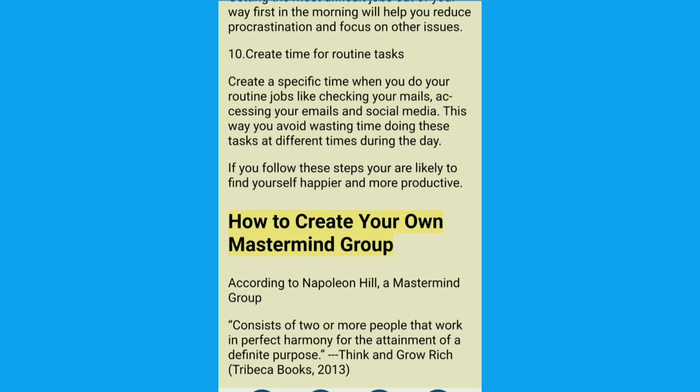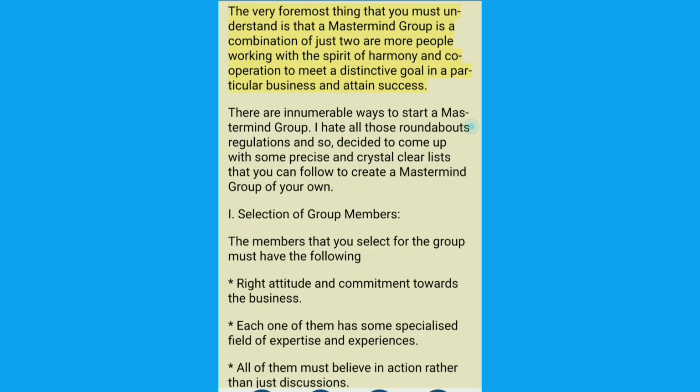Create a specific time when you do your routine jobs like checking your mails, accessing your emails and social media. This way you avoid wasting time doing these tasks at different times during the day. If you follow these steps, you're likely to find yourself happier and more productive.